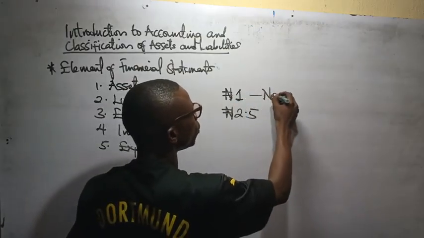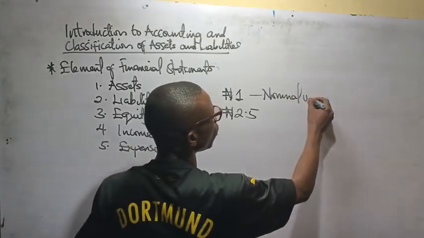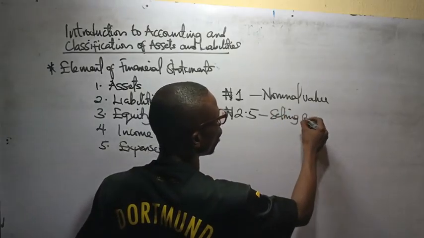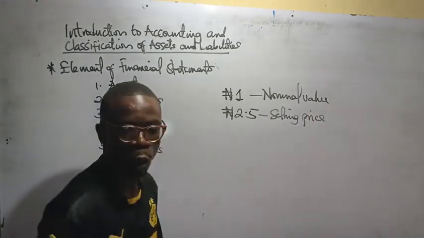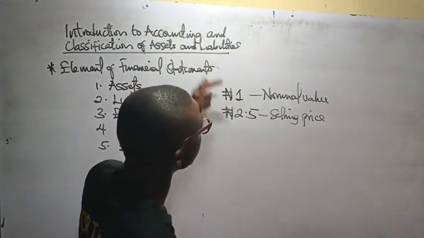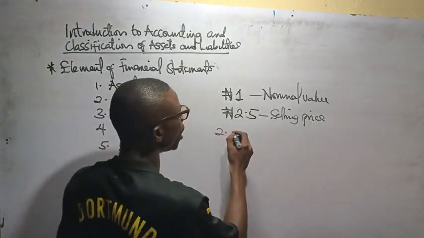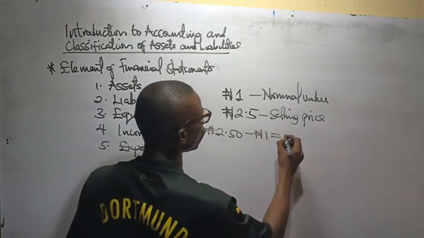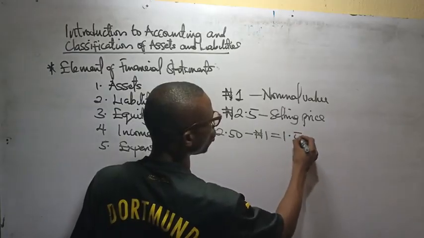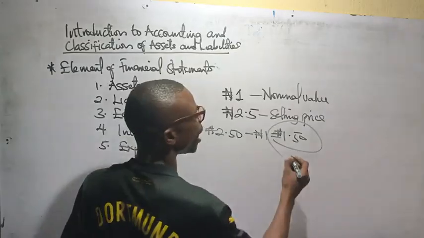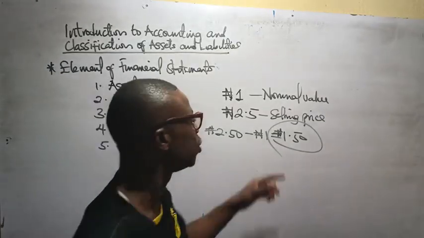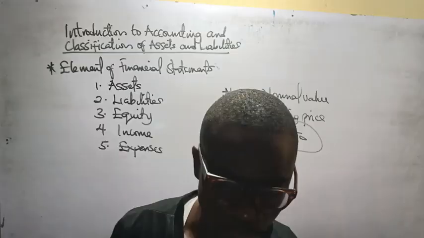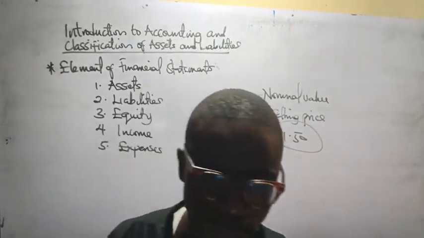This is the nominal value, and this is the selling price. So you have paid more than the nominal value. How much more have you paid? It will be 2 naira 50 kobo minus 1 naira. That will give us 1 naira 50 kobo. So this 1 naira 50 kobo is regarded as additional paid-in capital, which is also called share premium. So these are examples of equity.